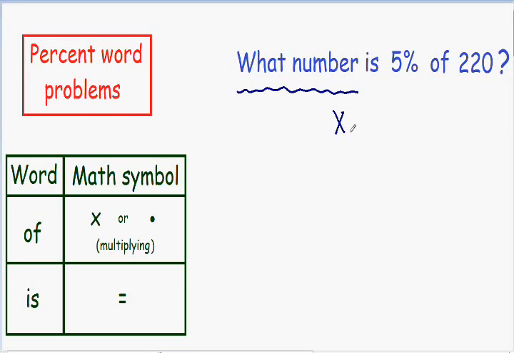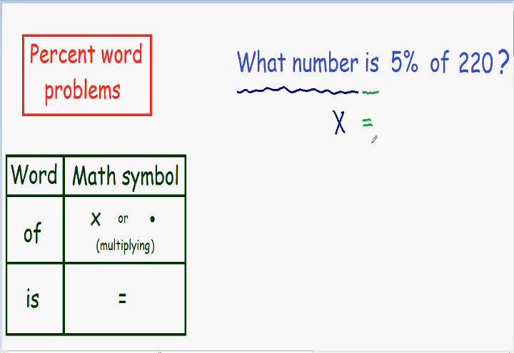Now if we take a look at our next word to the right, we have the word "is." And if you take a look at the chart I wrote for you on the bottom left part of the screen, the mathematical symbol for the word "is" is the equal sign. So instead of writing the word "is," I'm going to use the mathematical symbol, which is the equal sign.